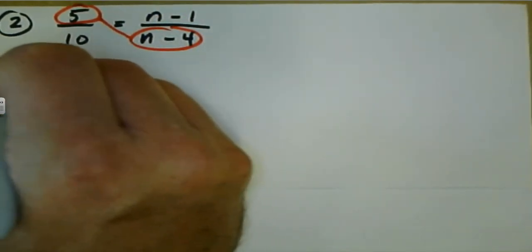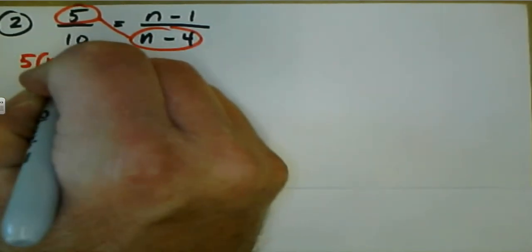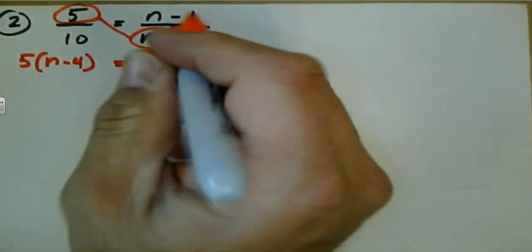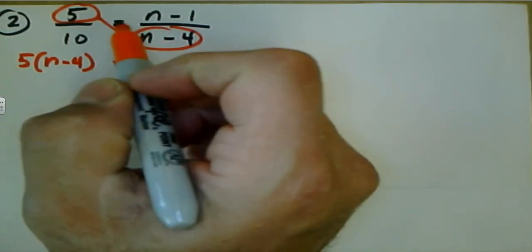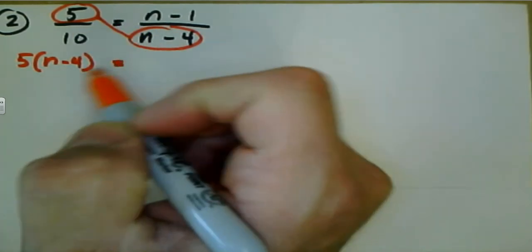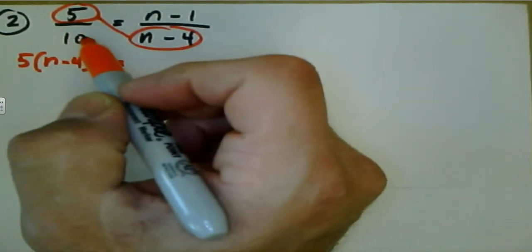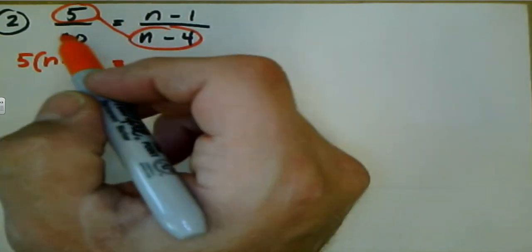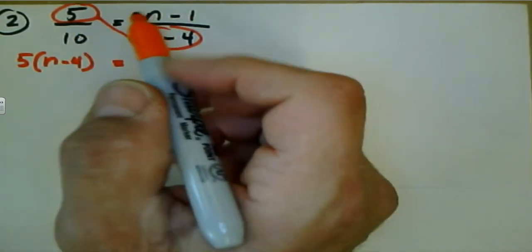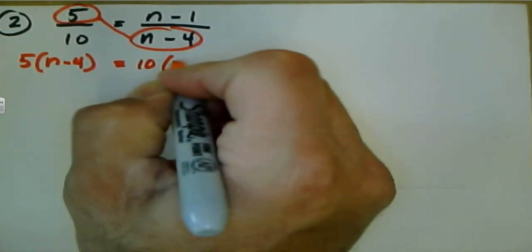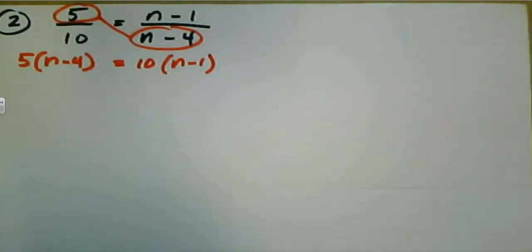So we're going to set these to 5 times n minus 4. We set it equal to each other. Why do we set it equal to each other? Because these fractions are equivalent. They're equal to each other, so we set them equal. Now we have the 10 across. If you wanted to put a little circle and cross it, that's fine, but you don't need to because you can clearly see 10 times n minus 1.